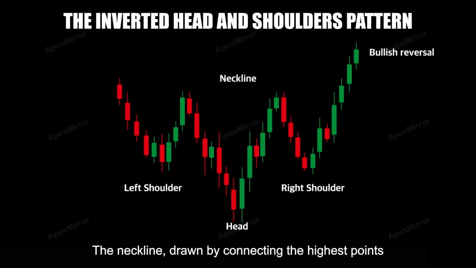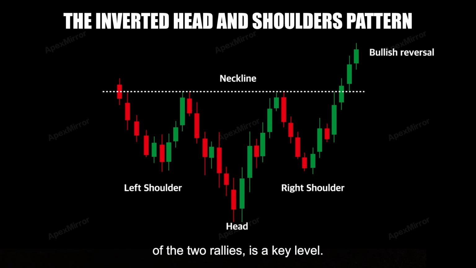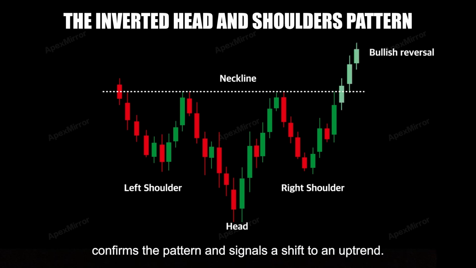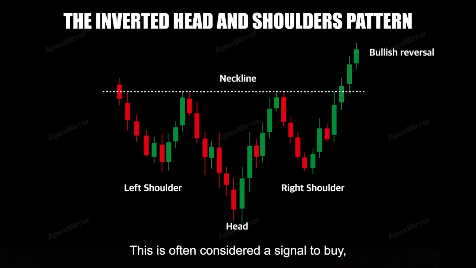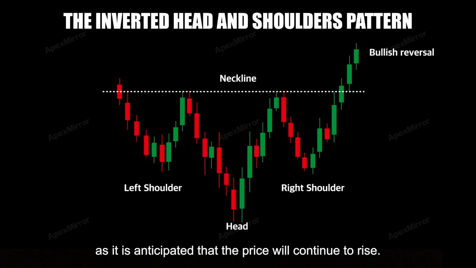The neckline, drawn by connecting the highest points of the two rallies, is a key level. A decisive break above this neckline confirms the pattern and signals a shift to an uptrend. This is often considered a signal to buy, as it is anticipated that the price will continue to rise.